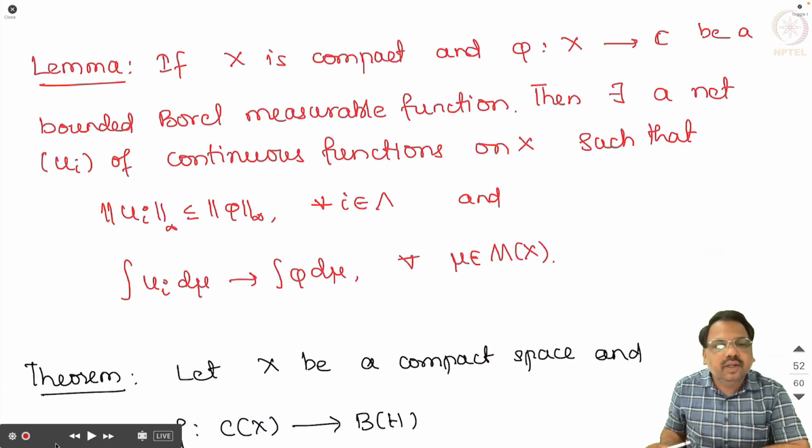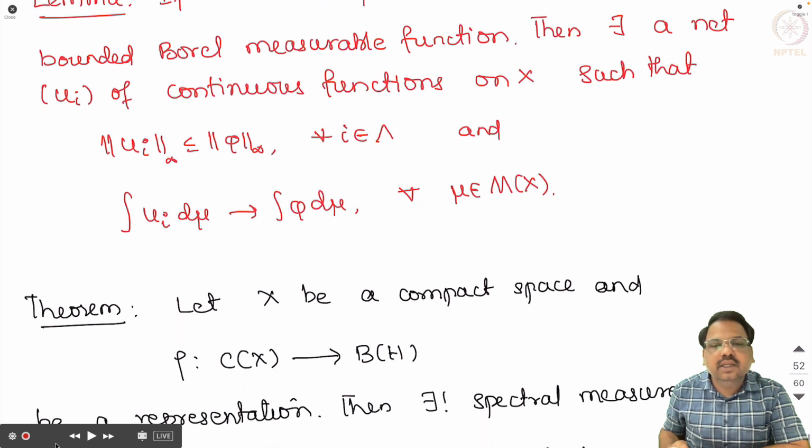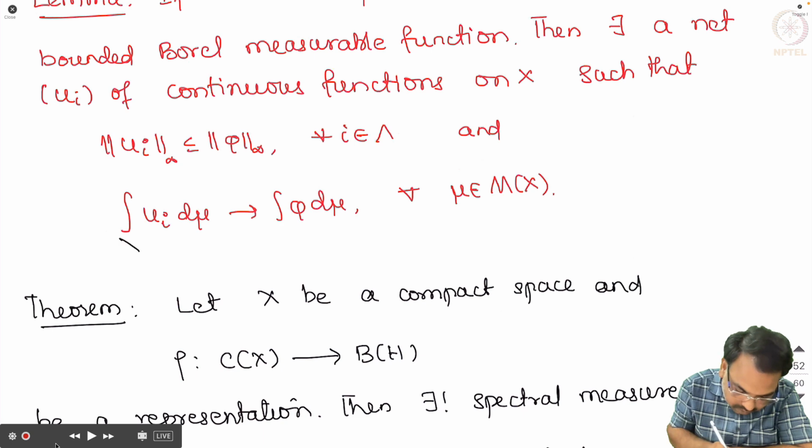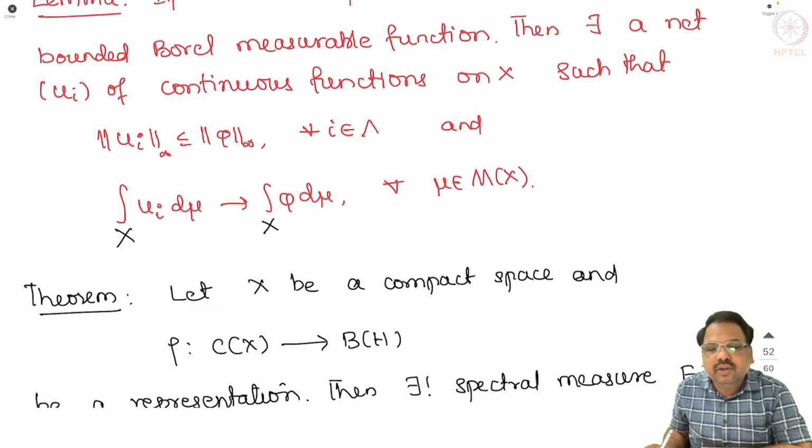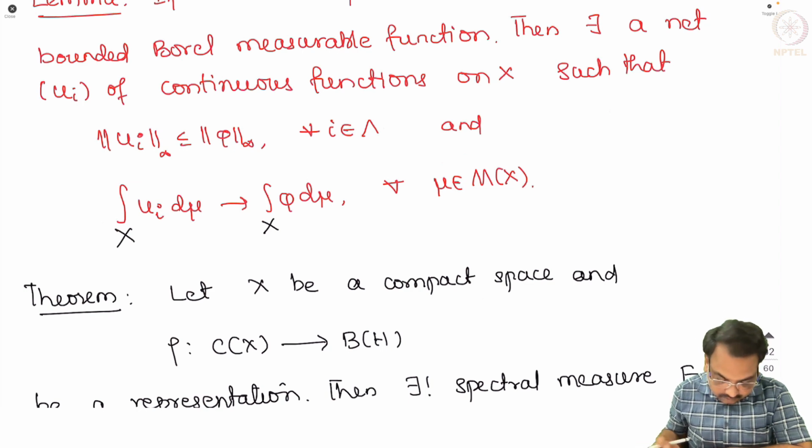So we need the following lemma: if X is a compact space and phi is a map from X into C which is bounded and Borel, then there is a net of continuous functions u_i defined on X such that the sup norm of u_i is less than or equal to the sup norm of phi for every i in Lambda, where Lambda is a directed set, and the integral over X of u_i d mu converges to the integral over X of phi d mu for every mu in M(X).